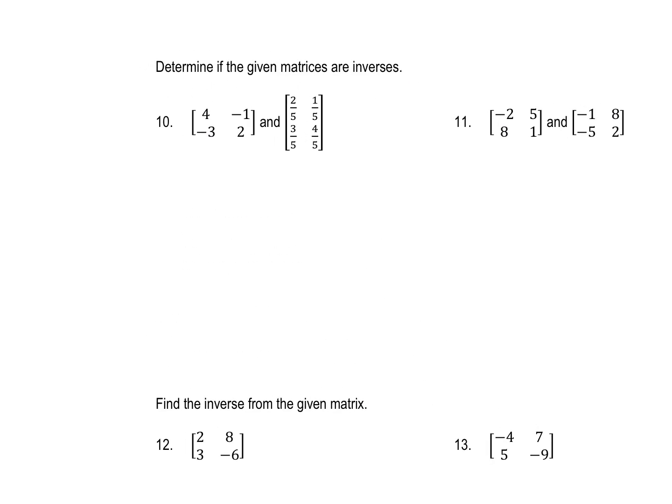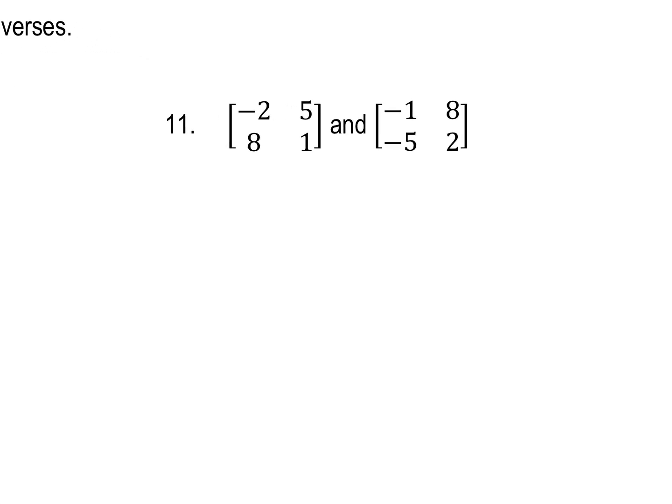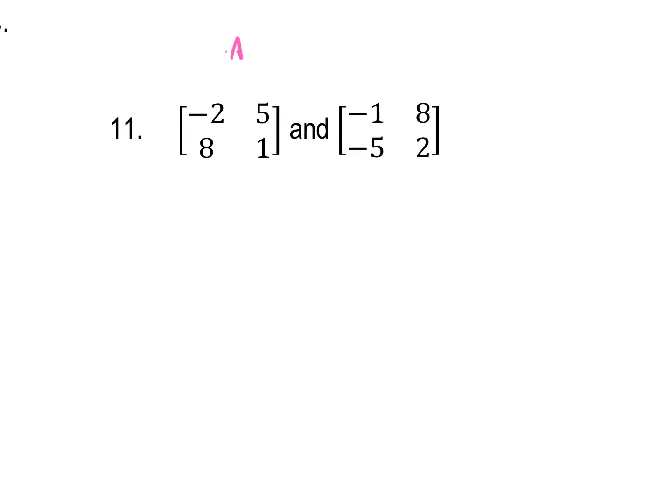For 10 and 11, we want to determine if the given matrices are inverses of each other. Let's take a look at 11. To determine if they're inverses, we have to multiply A times B and B times A and get the identity matrix, which is 1, 0, 0, 1.